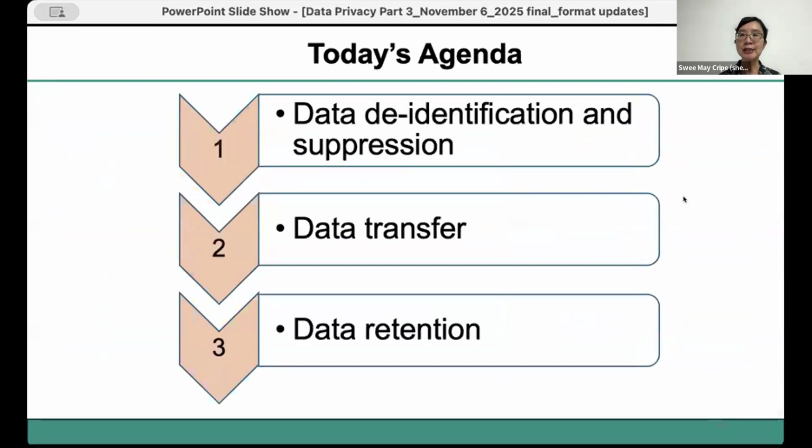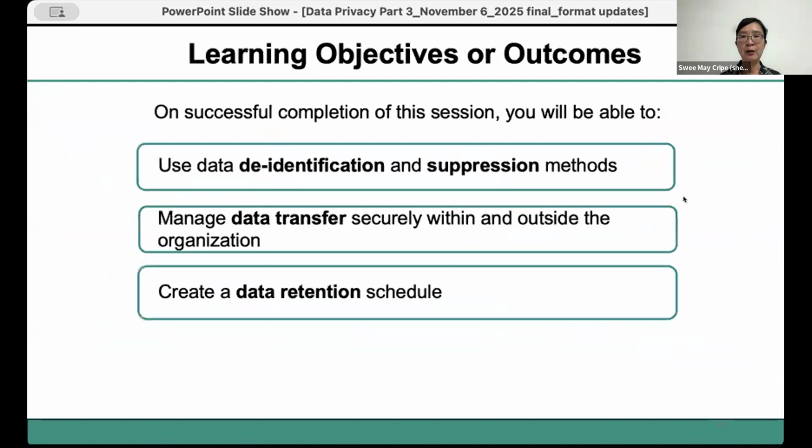For today, we'll continue on looking at strategies in protecting personal information, and this includes data de-identification and suppression, data transfer, and data retention. And we noticed that there is greater concern among communities on the data that they share and how the data will be used. So there is great fear. And hence, we've tried to tailor these sessions to address and to think about how to implement strategies to protect sensitive information.